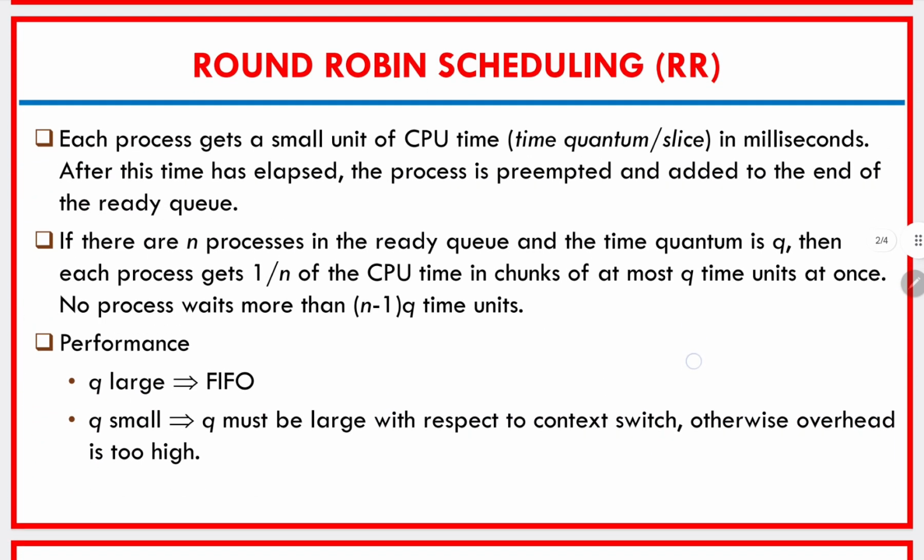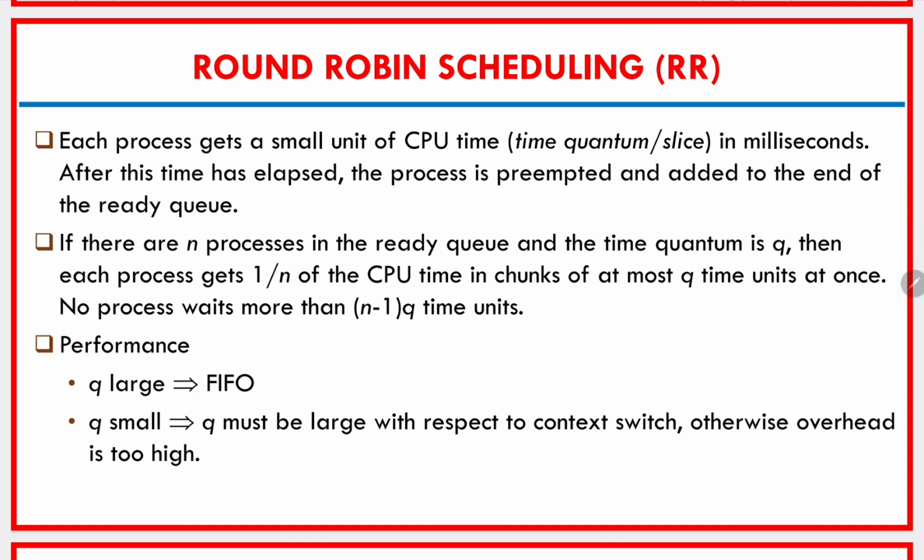Now as far as round robin scheduling is concerned, in this scheduling we have a time quantum or a time slice. It is basically a short span of time and every process executes for that slice. Suppose there are 5 processes in the system, so each process will get the CPU's execution time for certain milliseconds, and that depends upon what time quantum or slice we are using. So each process gets a small unit of CPU time.